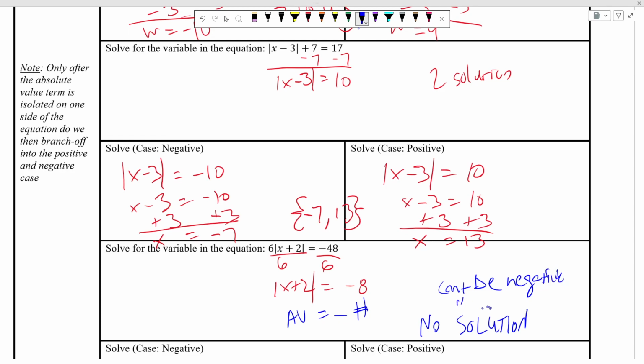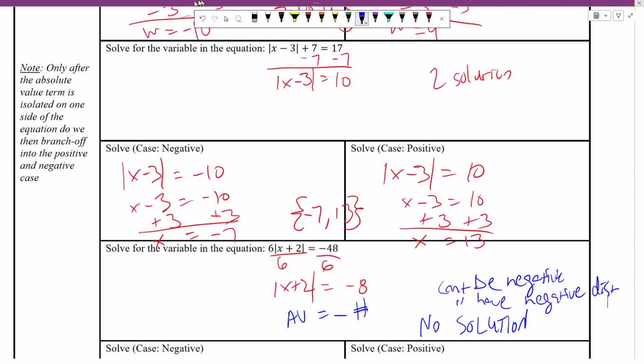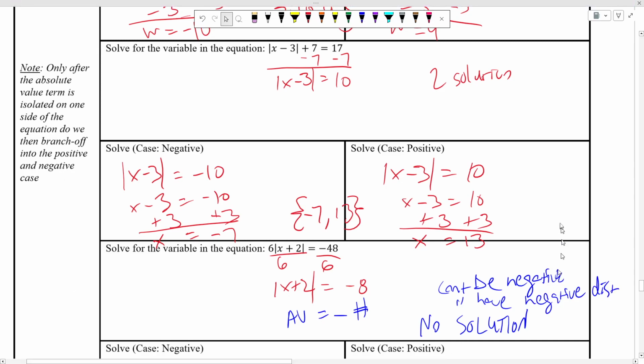Can't have negative distance. There's no such thing. Okay, there we go, that was that one. You'll see these, don't work it. Recognize the form before you start proceeding further, because I recognize that equals -8 right away. I didn't have to do any other work.